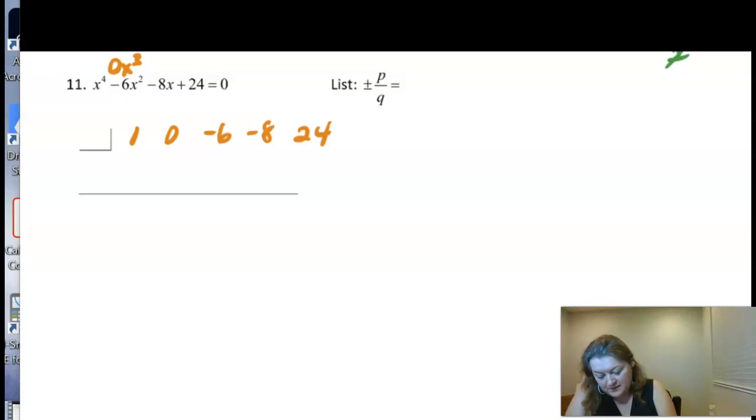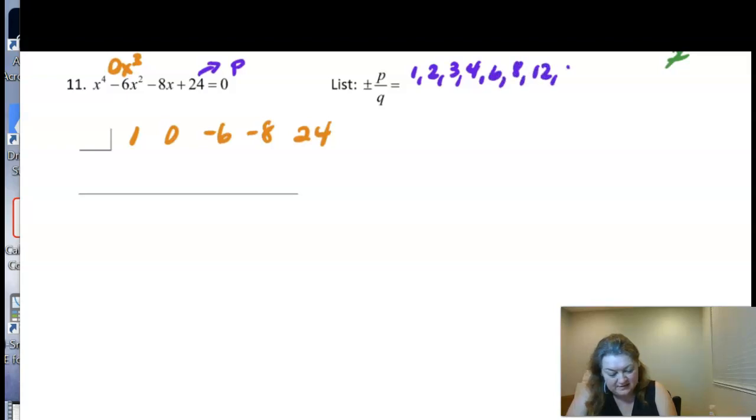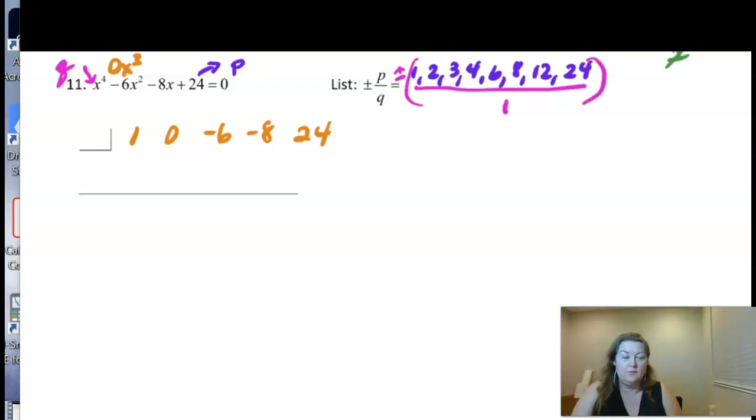So p is all the factors for 24. So that is going to be 1's, 2's, 3's, 4's: 4 times 6, 3 times 8, 2 times 12, and 1 times 24. And then all of the q's, thank goodness, are just 1's. So this is going to be plus or minus the original p values all over 1. Okay, so that is 8 numbers to guess with for an x to the 4th. 8 numbers, you guys, to guess with.